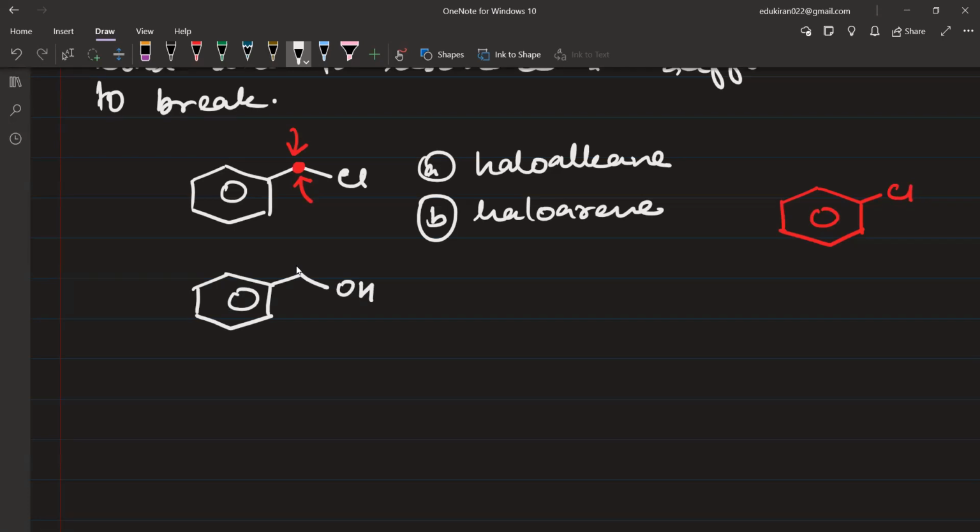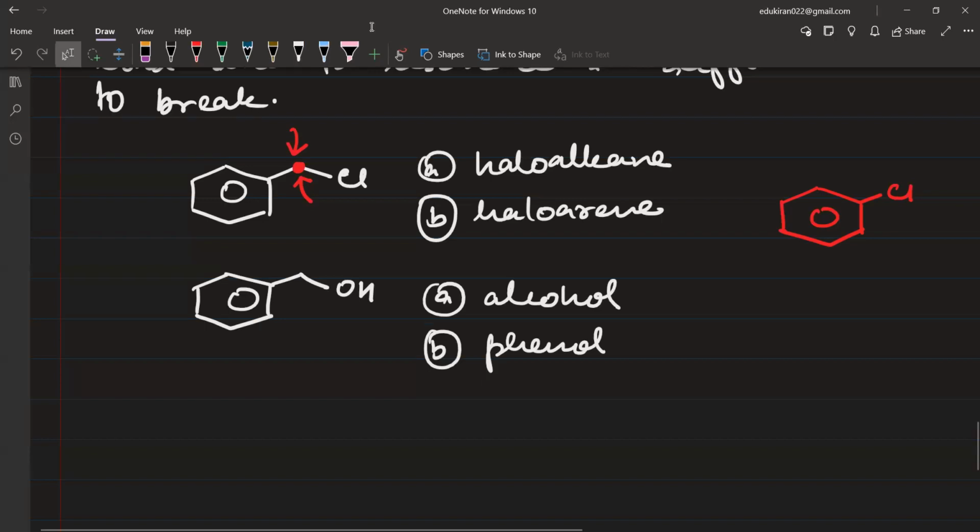Is this alcohol or phenol? Is this alcohol or phenol? Tell me. What do you guys think?